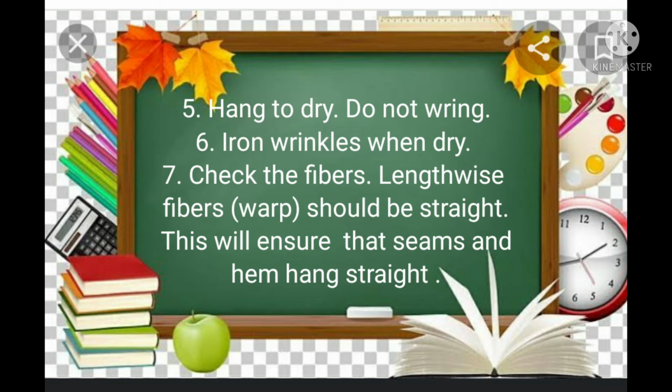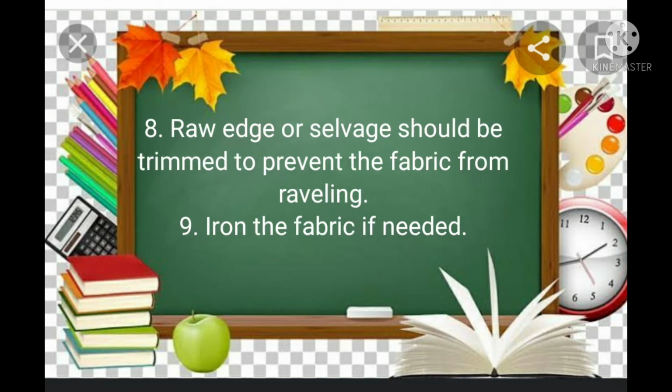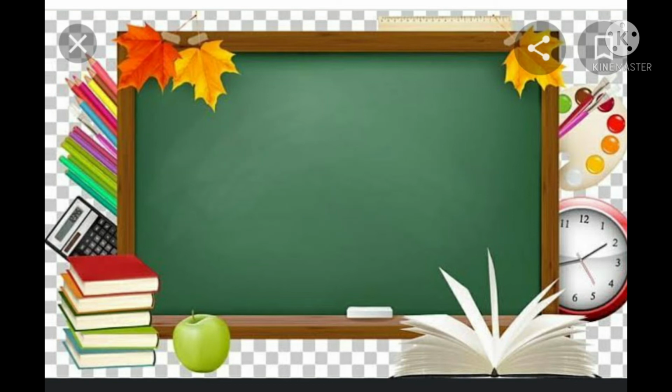Number 5, hang to dry, do not wring. Iron wrinkles when dry. Number 7, check the fibers. Lengthwise fibers, warp, should be straight. This will ensure the seams and the hem hang straight. Number 8, raw edge or selvage should be trimmed to prevent the fabric from raveling. Iron the fabric if needed.